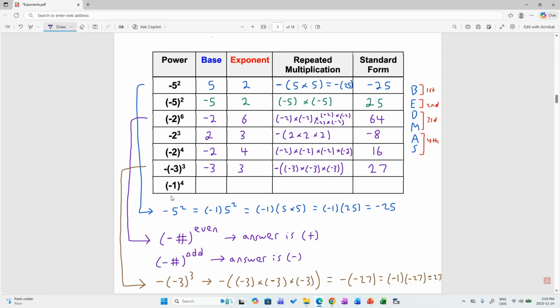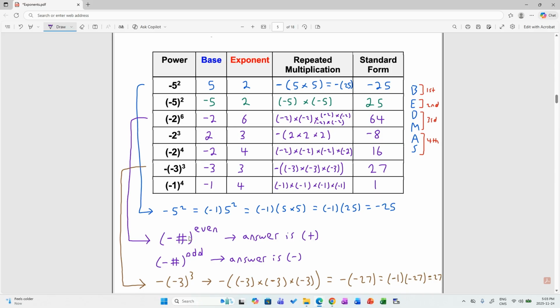So let's go over our last example. I have negative 1 to the power of 4. Since negative 1 is on the inside, my base is negative 1, and my exponent is 4. So in this case, let's compute this. I have negative 1 times negative 1 times negative 1 times negative 1. Negative 1 times negative 1 is positive 1, positive 1 times negative 1 is negative 1, then negative 1 times negative 1 is positive 1.